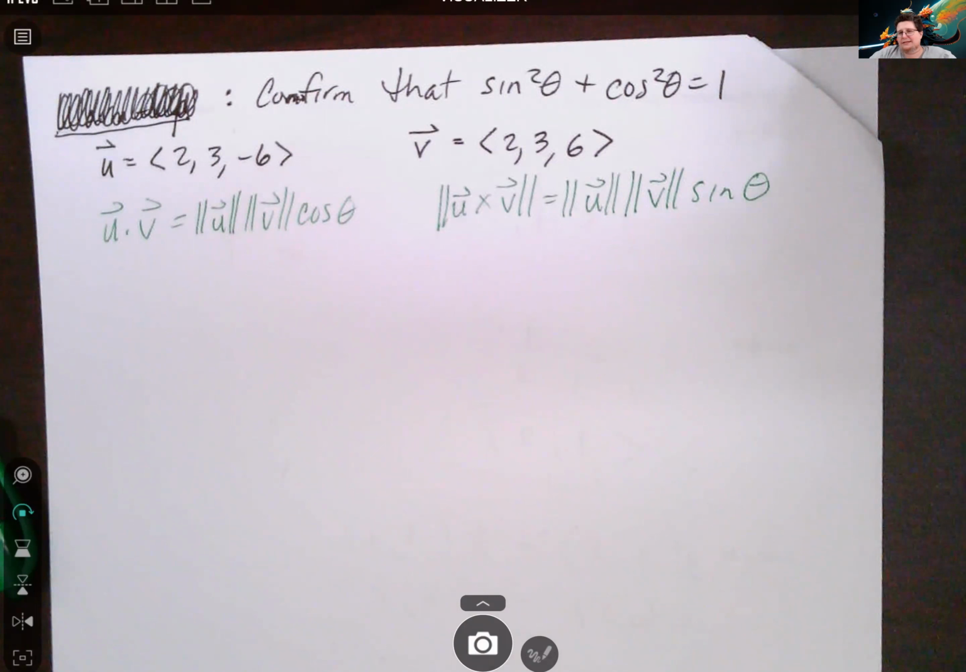All right, not magnitude. I need it regular, but it should be positive. So single value, absolute value. Let's do that. All right, so we'll do the left one here. So U cross V.